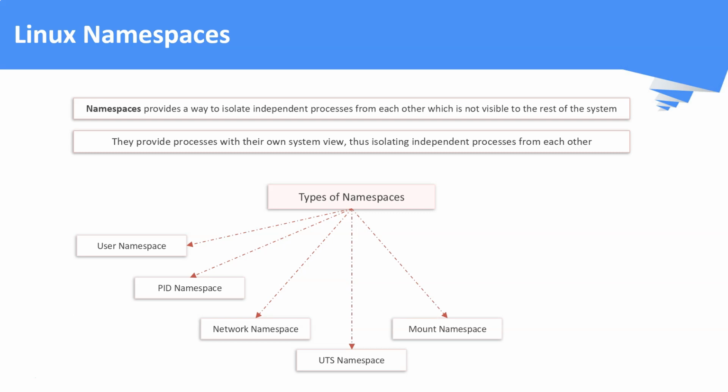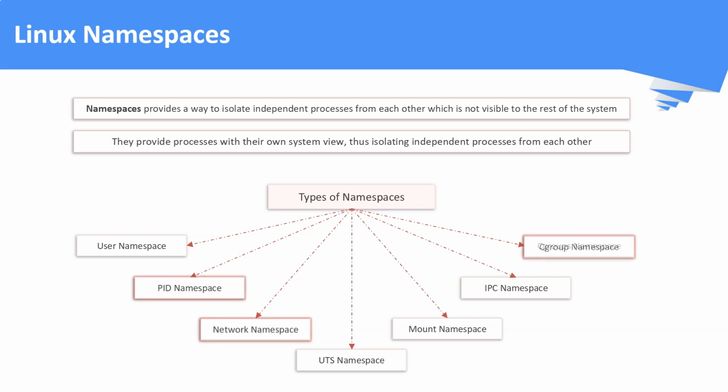Mount namespace provides an isolation of host file system mount points. IPC namespace. IPC namespace provides an isolation for inter-process communication utilities. Cgroups. Cgroup namespaces help to limit, account for, and isolate the resource usage for a collection of processes. Resources here refers to CPU, memory, disk IO, network, and so on.